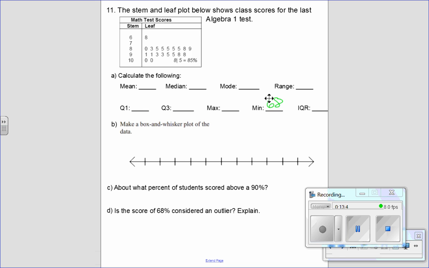What's the highest test score you're seeing? That's going to be your max. Jot it down. What is going to be the range between the minimum and the maximum? 100 minus 68. 32. 32 is correct. You can probably see your mode by just seeing where the tests are stacking up, where the leaves are stacking up. 85 for sure.